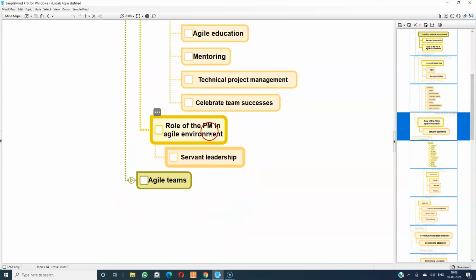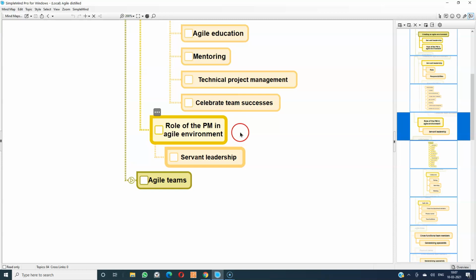Then the role of the project manager in agile environment. The usage of the term project manager is maybe disputable or controversial in agile, but still we need to have one person, maybe called a Scrum Master or an agile master or whatever. That person is playing the role of a project manager.